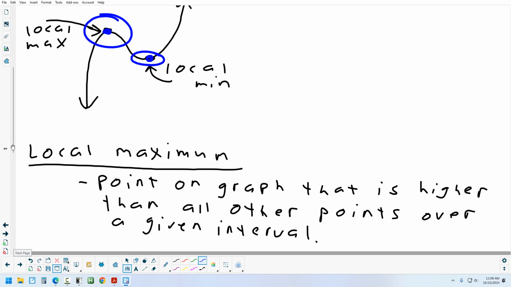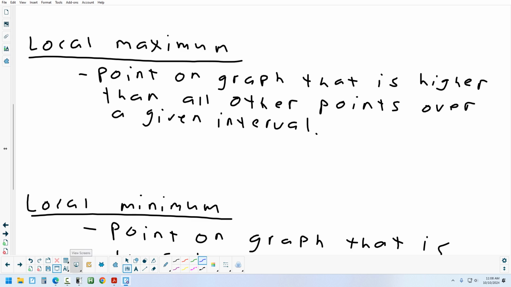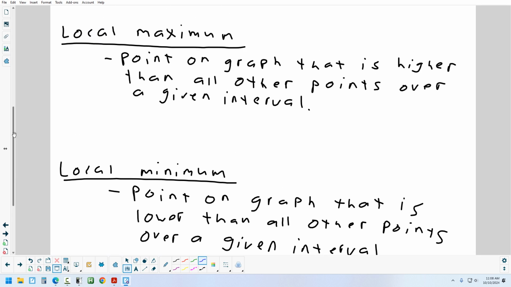So you could summarize local maximum and minimum with really the same definition if you want. The only difference is one word. A local maximum is a point on the graph that is higher than all other points around it. A local minimum is a point on the graph that is lower than all other points around it. And we find local maxes and minimums on the calculator. You can do it other ways, like with calculus, but we focus on doing it on the calculator.